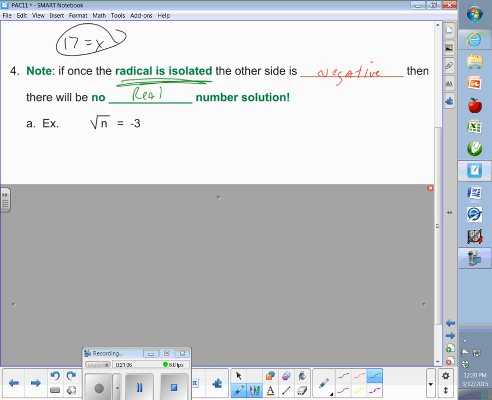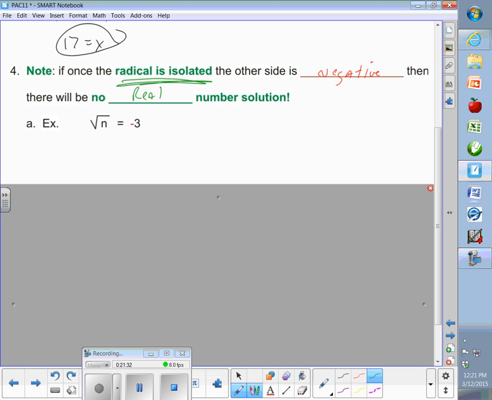So here in the first example, there it is. Isn't our radical isolated? I do not want to square both sides at this point. It will give me a false answer. Did you hear that? A false answer. Oh, it'll give you an answer. You'll say n equals 9, but that's false. That's false. Because we're looking for principal root solutions.